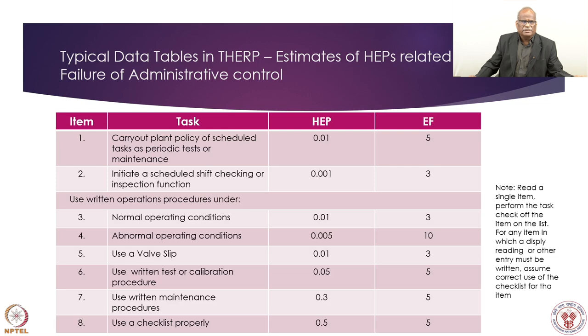Now, because I had mentioned that THERP is a heavily lookup table based approach, here we have some human error probabilities and these can be taken directly when we do human reliability analysis. Like say, the task is carrying out plant policy of scheduled task, periodic test maintenance. The probability will be 0.01, that means 1 in 100, and the error factor, that is uncertainty, will be 5. You can imagine 3 and 5 is acceptable, but when you have abnormal operating condition, the uncertainty is very high. That means confidence in this data is less. It could be 10 multiplied or 10 divided, in simple words. Then use of written procedures, the error rate is given, because a lot of data must be available. These are the typical values. There are hundreds of tables in THERP and we have to use them based on the analysis we are doing.